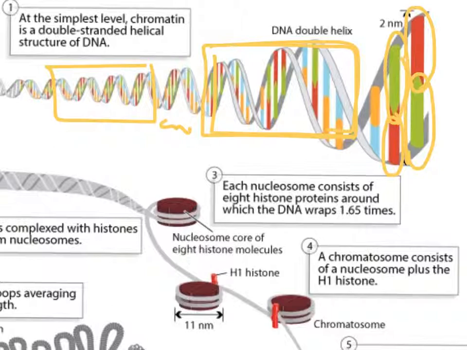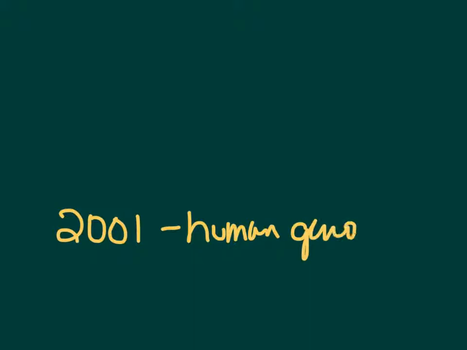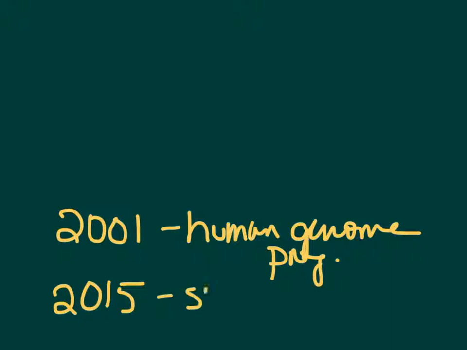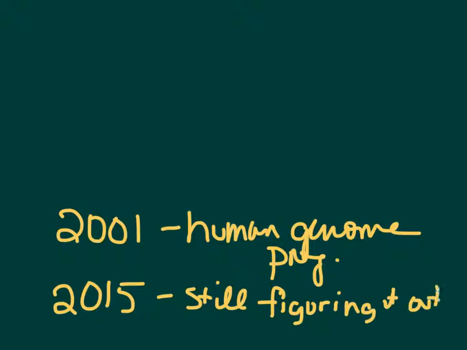So we had the Human Genome Project in 2001. We know that. We know it's 2000 what? Right now? 15. Human Genome Project. 2015, we're still figuring it out. Like figuring out what gene does what, where genes are, how they interact. It's all craziness.